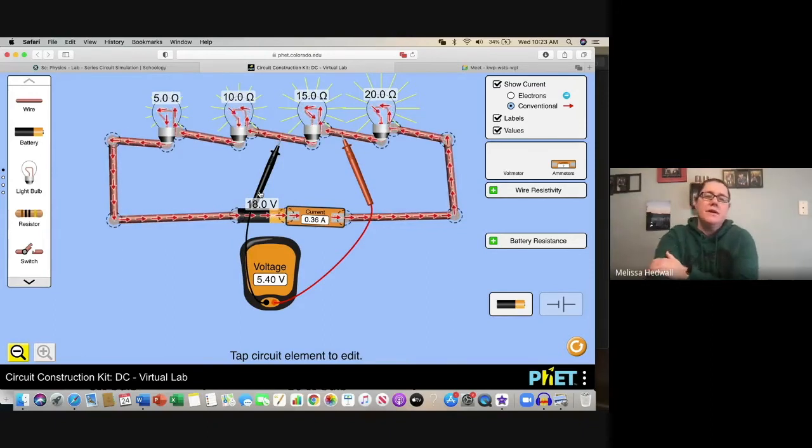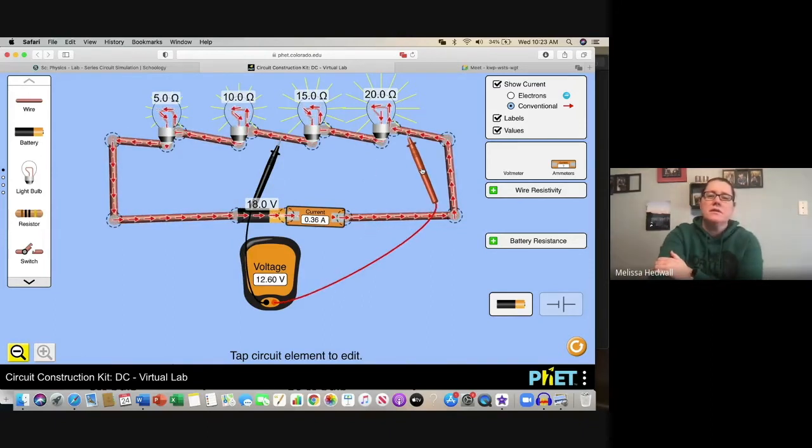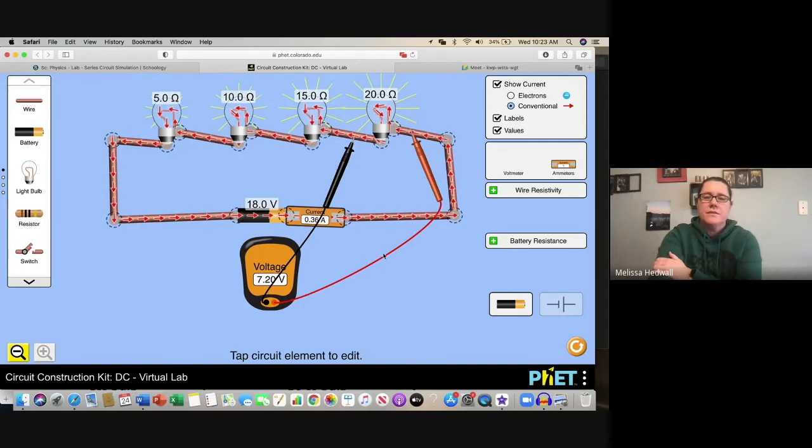15 ohm resistor, we have 5.4 volts. And the 20 ohm resistor, we have 7.2 volts. And so this one's looking at how that voltage drops. Remember, regardless of what battery you put in there, when you get back, you don't have any voltage left. And so that same thing is happening here. So that means that twice the voltage is used on each bulb as compared to before.